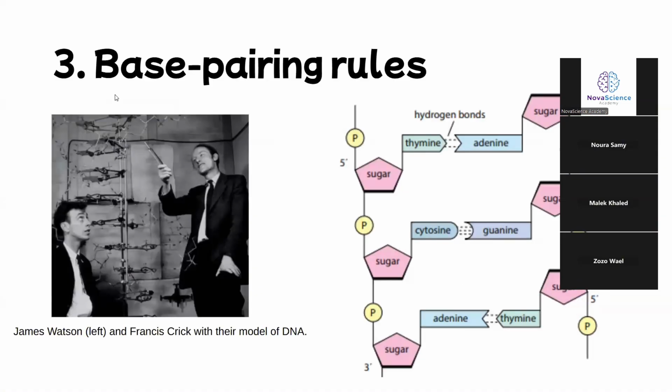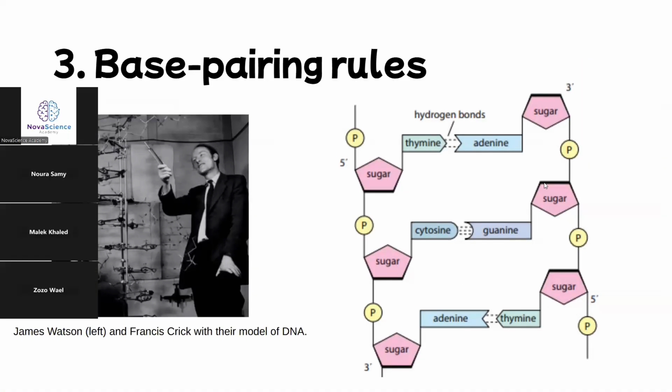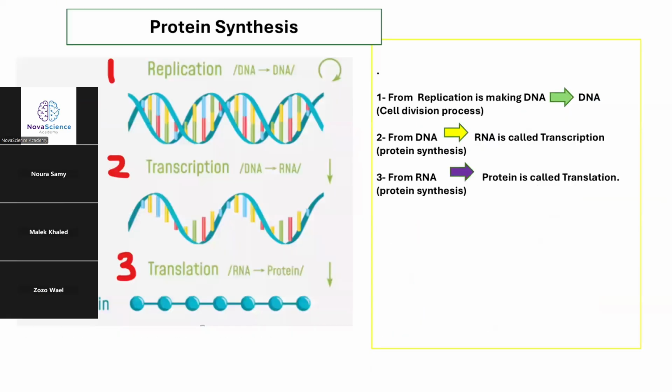So now we know the pairing of the nitrogen bases of the DNA, how we build the double helix, what is the structure of each nucleotide, and everything is good. We can move now to the protein synthesis and DNA replication.